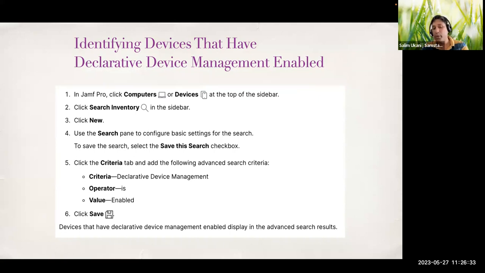Basically, just go to computers, click on a new inventory, and search for this criteria called Declarative Device Management. Operator is 'is', which is an exact match of a value called enabled. When you save this inventory and see the result of this inventory, the devices which come in this search are those devices where declarative device management is enabled.